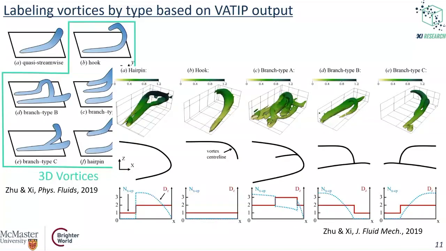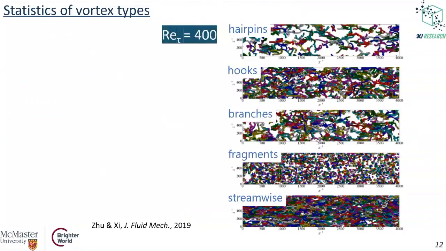Right, so a hairpin vortex will be one in which, if you draw a line in the cross-sectional direction, it will have two axis points, right? Whereas a hook is one in which, if you draw a line, it only has one point, etc. So based on the configuration of the axis line you are getting, you can come up with different definitions of vortex types, and you can do statistics about these definitions.